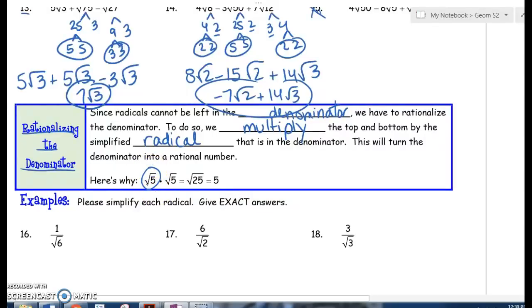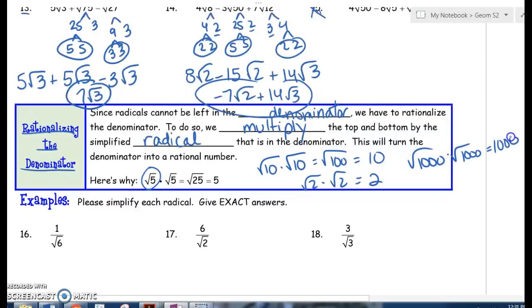So if you have a root 5 in the bottom, you're going to multiply the top and bottom by root 5. And the reason why is because root 5 times root 5 is the square root of 25, which is 5. It'll always turn into a nice number, no radical. Like if you have something like square root of 10 times square root of 10, well that's the square root of 100, which is 10. Any radical times itself will be that number under the radical. Square root of 2 times square root of 2 will be 2. Square root of 1,000 times square root of 1,000 will equal 1,000.